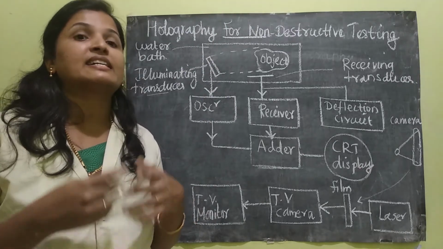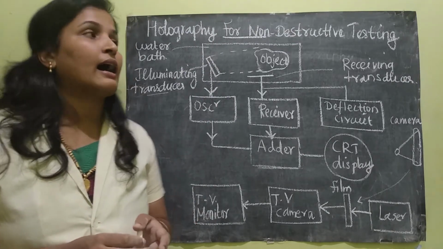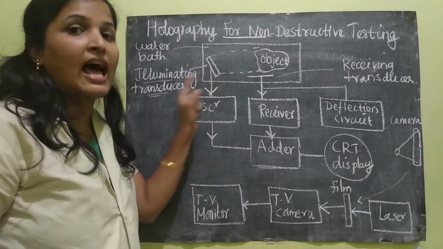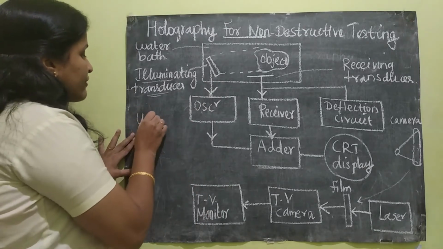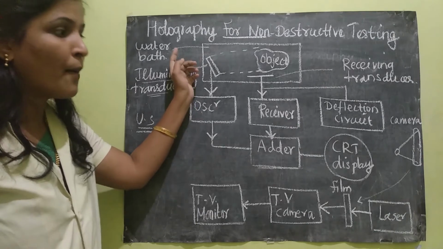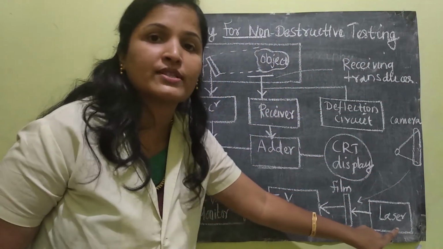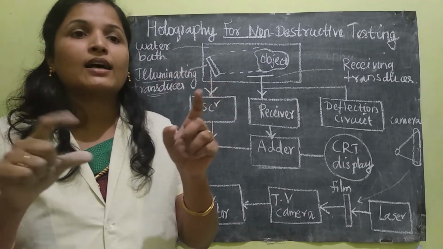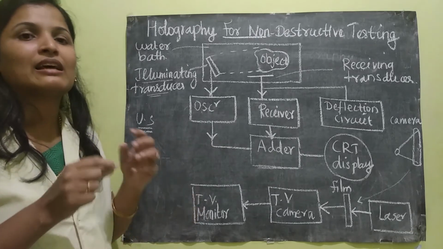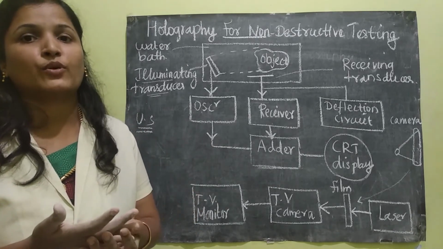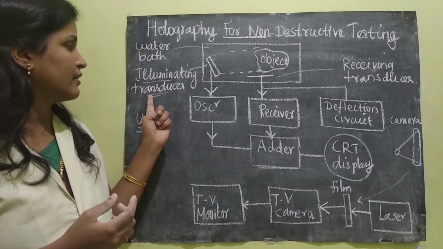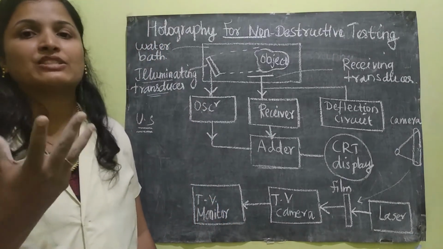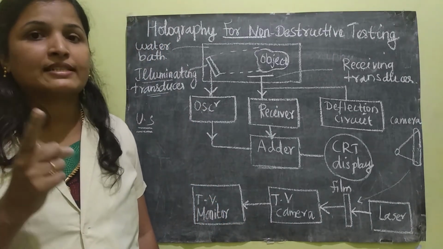But the disadvantage of this method is that we are illuminating using a transducer, with ultrasonic waves. Ultrasonic waves are used for illumination, but during the reconstruction we use a laser. Because of these two different sources, the image we obtain is a little distorted. If ultrasonic waves are used here and laser is used here, because of this the image is distorted. That is our first disadvantage.